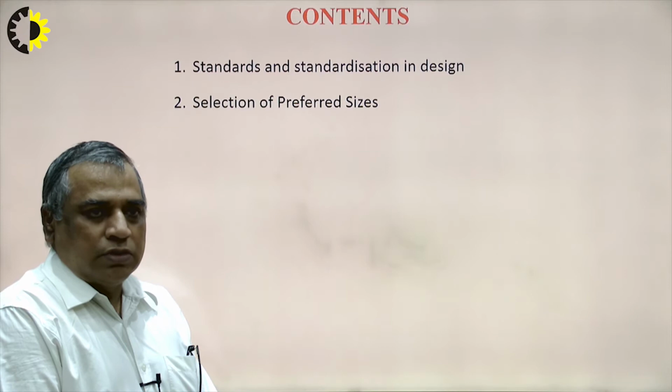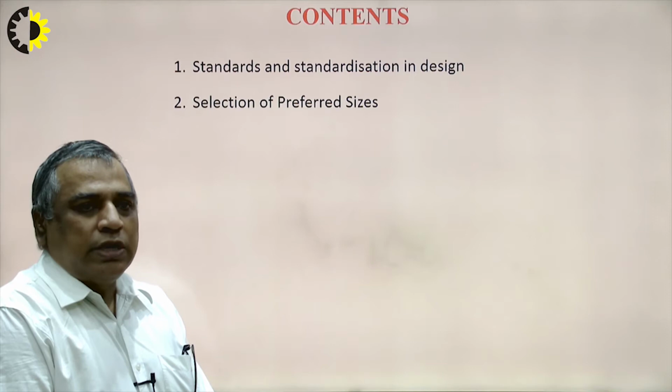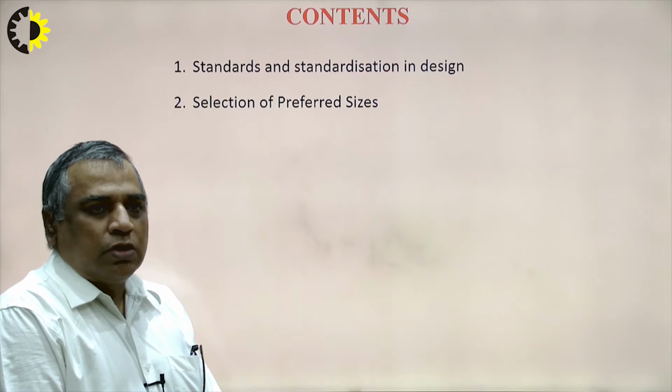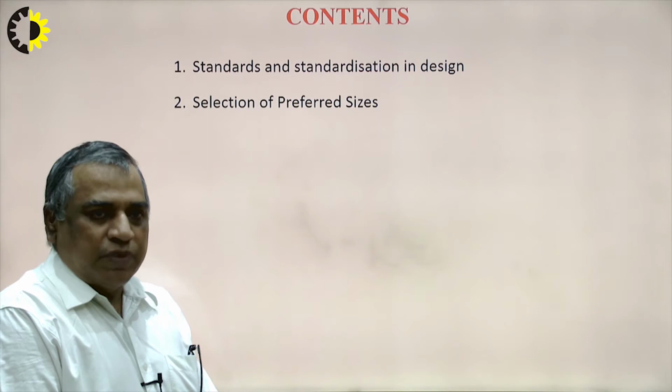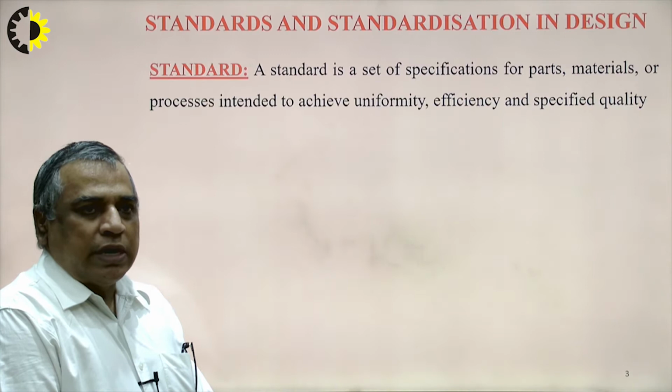In this topic we will discuss how we can decide the sizes of the product for fulfillment of the need of the society, and it should not require very much variation, or the appropriate optimal variation will be decided on the basis of the preferred sizes, so that the maximum population will get benefited from the design. So these two topics we will discuss today. The first topic is standard.